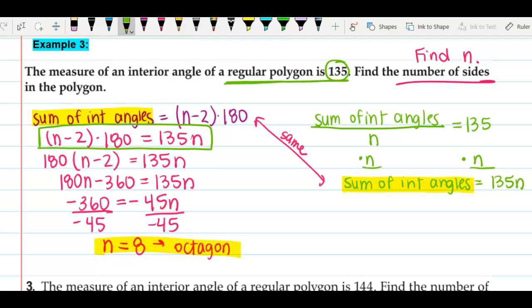Or some of you, like I know I did whenever I took a math class, like to guess and check. So you could start with a nonagon: 9 minus 2 times 180 divided by 9. See if that gets you to 135. You can always guess and check. This is just the algebraic way to solve it.